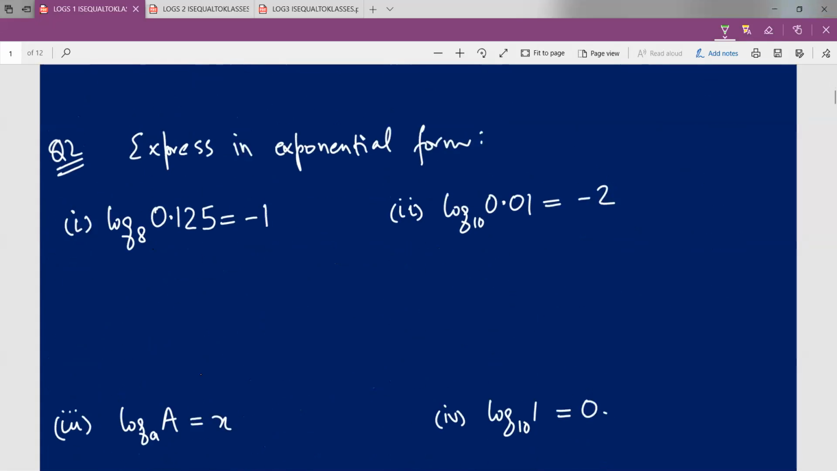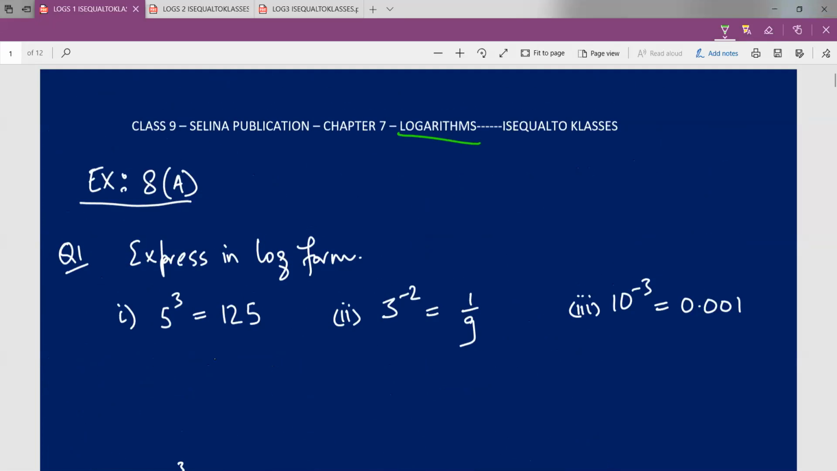I'll be solving those. For exercise 8A, I have referred to exercise 8A of logarithms, chapter 7, from the book Class 9 Selena Publications, Maths, written by Mr. R.K. Bansal. So you could easily refer to these problems from that book. Okay. So without any further delay, let's start.